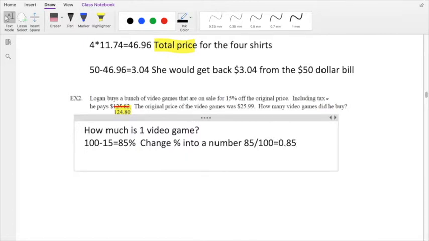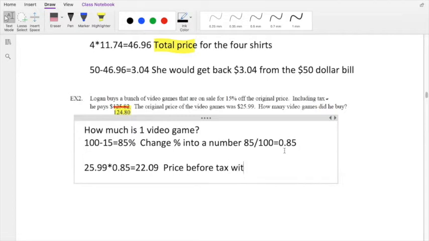So let's times the price of the game, 25.99, times how much we're paying. We're going to pay 0.85 of the price. So that equals $22.09, the price before tax with the discount.